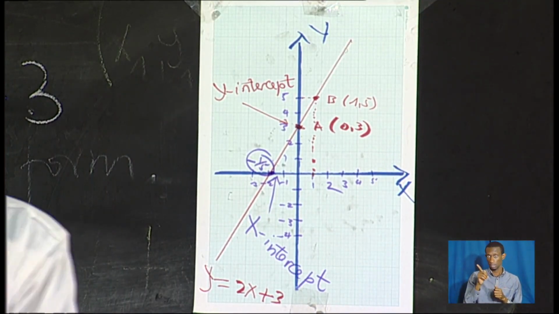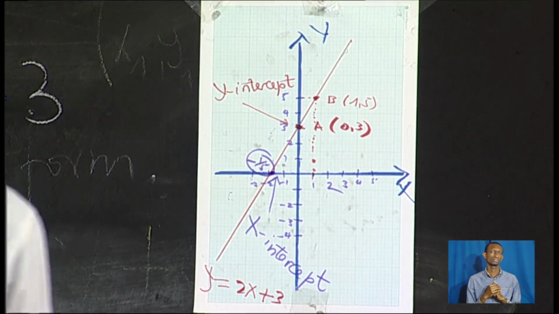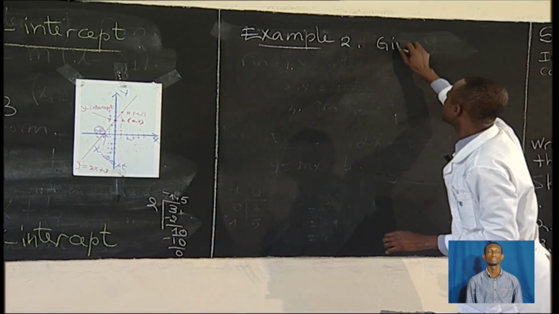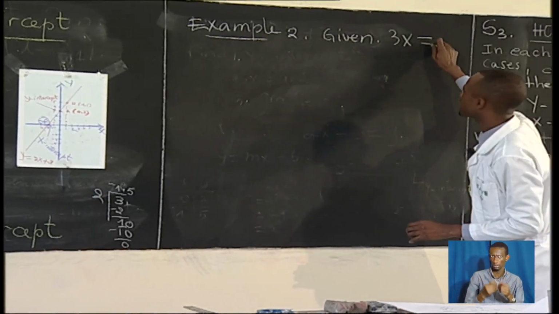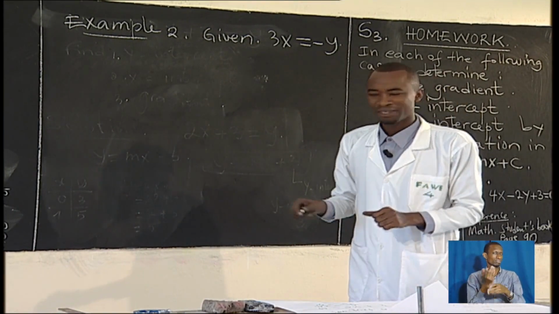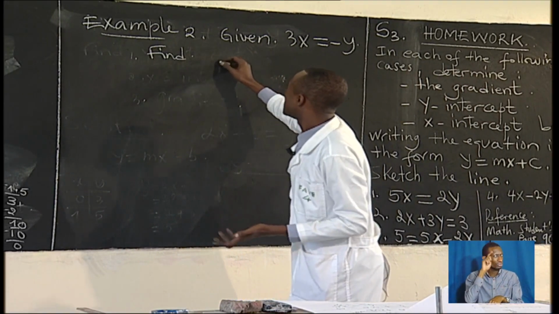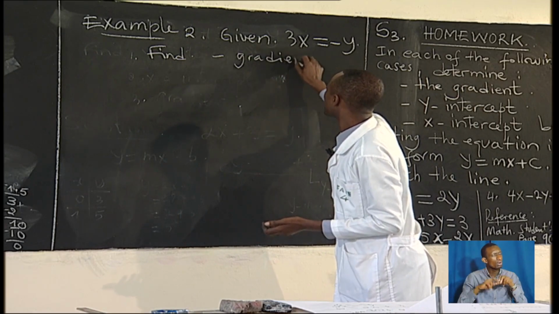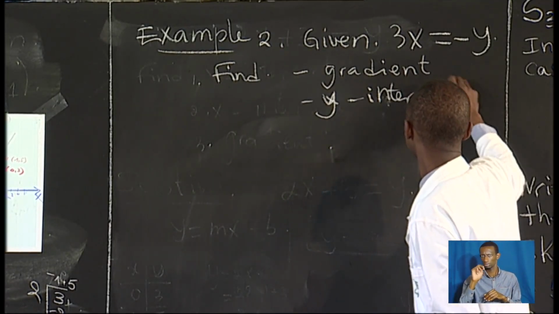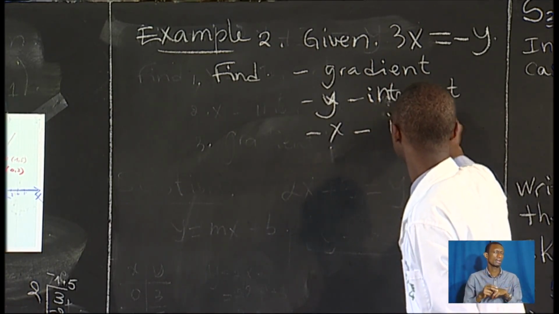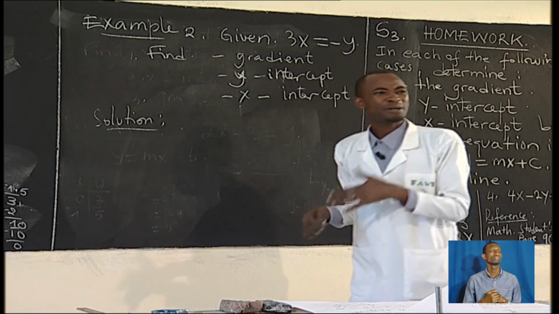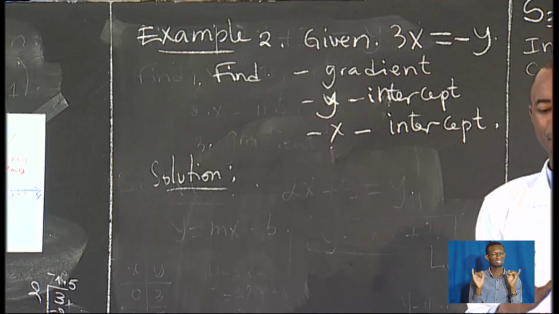The second example, example 2. Given 3x equals negative y. Do you see this? I want you to take a short time and think about this question. We are looking for the gradient, the x-intercept, or we start with the y-intercept, and of course with the x-intercept. Solution. I want you to try it. Just try it. Have your book and try it.